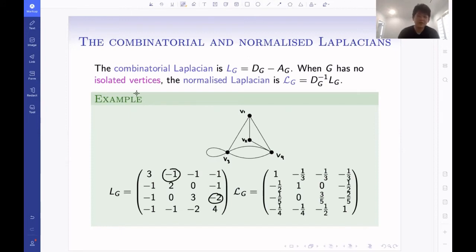And when G has no isolated vertices, meaning no vertices with degree equal to 0, then the normalized Laplacian is just going to be the inverse of the degree matrix multiplied by the combinatorial Laplacian. So here you'll notice we divide the first row by 3, then by 2. We divide by 5, not 3 here. So actually we don't get a 1 on the diagonal entry, but it's just by convention because we have a loop. And on the last row, we divide this row by 4.